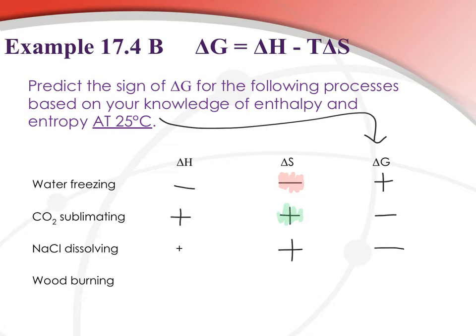Wood burning, delta H, very negative, exothermic. Lots of gas being generated. I've got two favorable terms here. Let me get the highlighter out. Very favorable delta H and favorable entropy. Here I've just got one favorable term driving it. That means that this will always be negative. Got to switch back and forth. So delta G is always going to be negative because both of those are favorable.